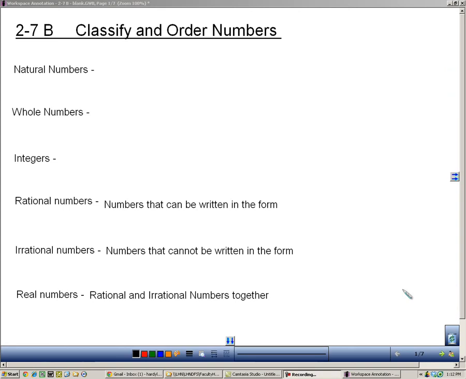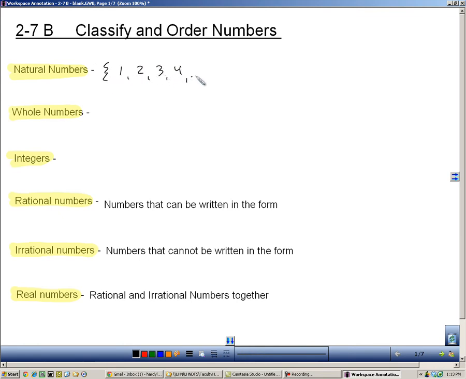Section 27b is about classifying and ordering numbers. We're going to do a brief review of the different classes of numbers that we've seen in the past. We'll start with the natural numbers. Natural numbers, the set of numbers that look like this, sometimes also called the counting numbers.